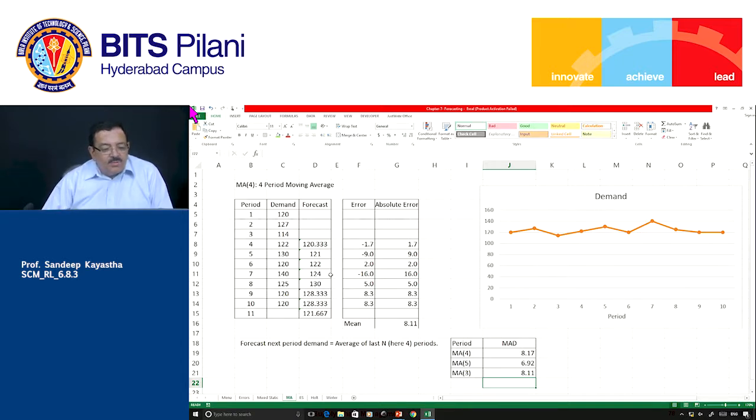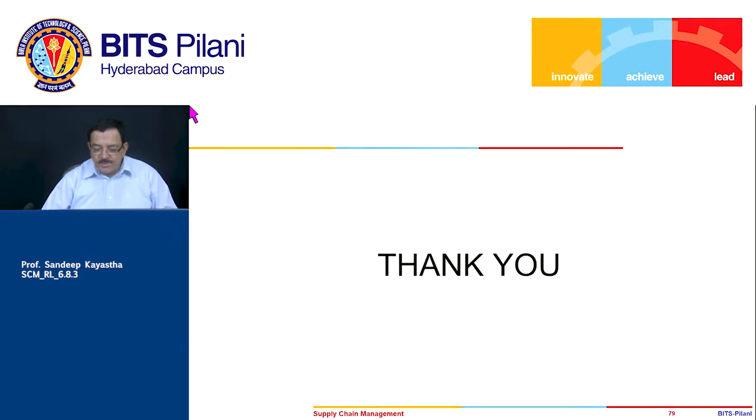So I have shown you how to make the forecast. That is quite simple. How to choose the period? So you make the forecast with different periods and choose the one which gives you least value. You can try with 2, you can try with 6, you can try with 7 also. The one which gives the least error or least mean absolute deviation, that is what you should choose. Given these three, I would go and choose moving average 5 because its mean absolute deviation is 6.92, which is lower than mean absolute deviation for period 3 and for period 4. Thank you.